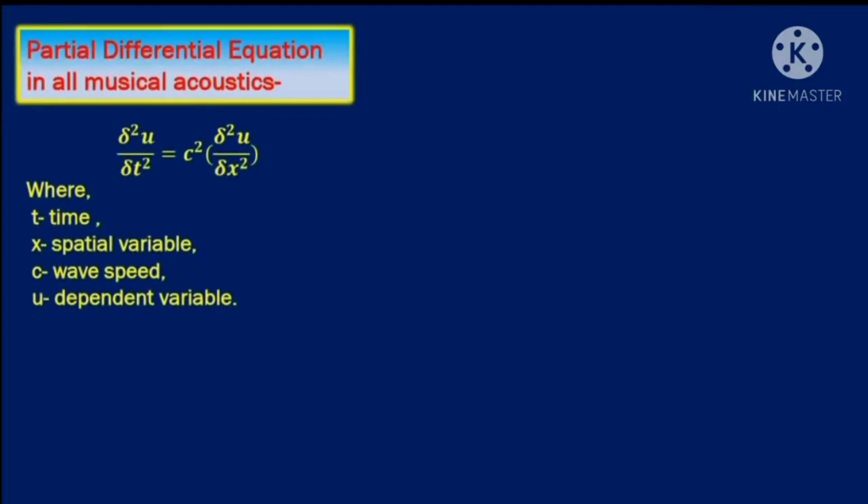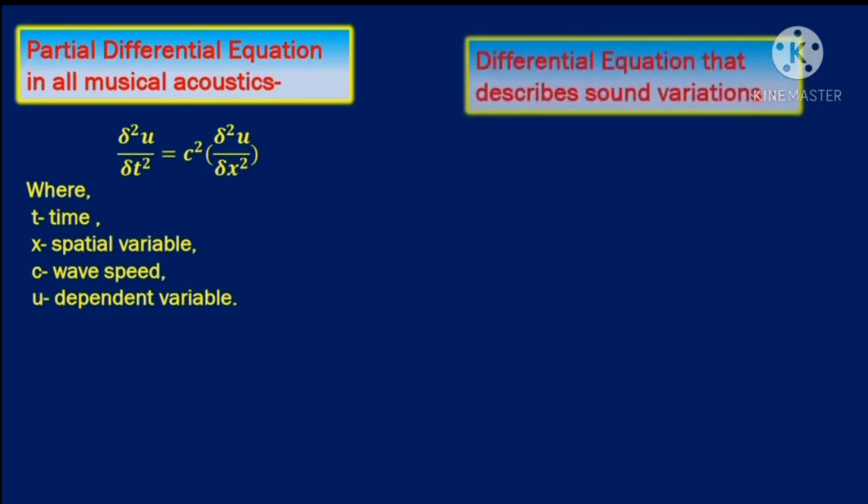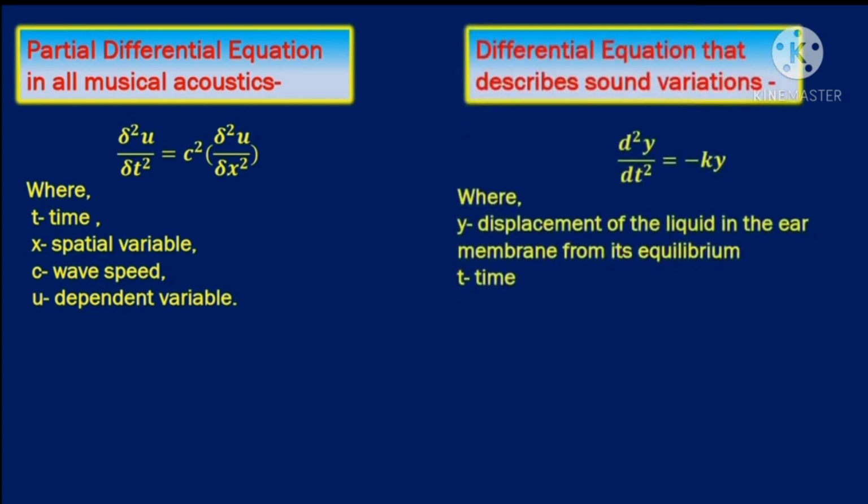This is the differential equation that's used for all musical acoustics. So friends, as you can see, this is the second order and partial differential equation. So why are we using differential equations over here? Because we are dealing with sound waves whose shapes are constantly changing with respect to time. And hence we can use differential equations to model their behavior. Now friends, this differential equation describes sound variations.